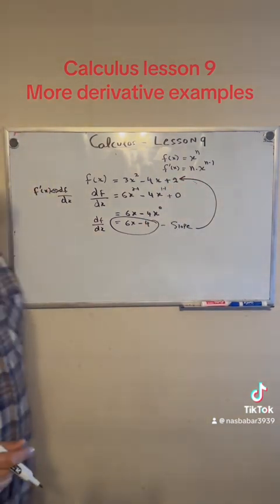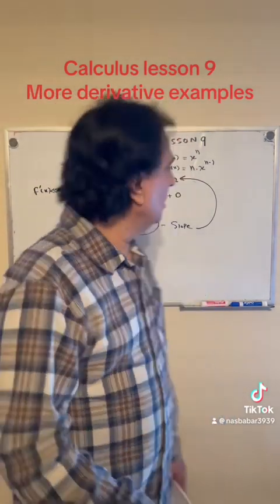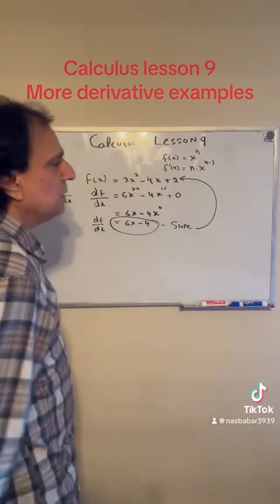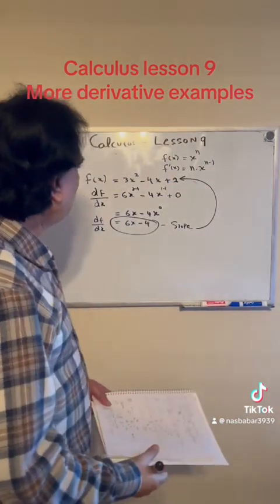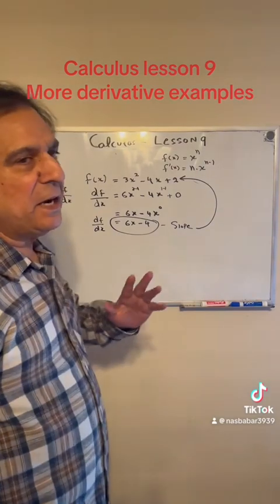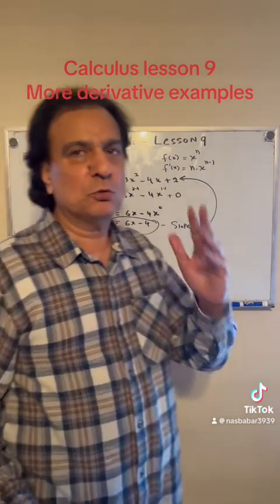So if you have a calculator, you know, and you can plot the graphs, you can go ahead and plug in this equation. It'll show you a graph. Okay. And then if you want to find slope at any given position, you can just change the x and it'll give you the slope.